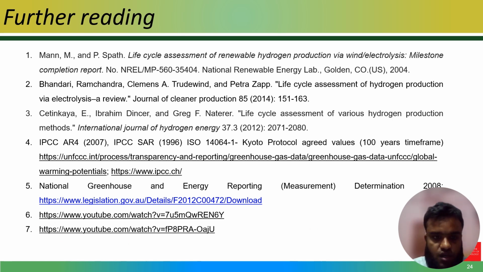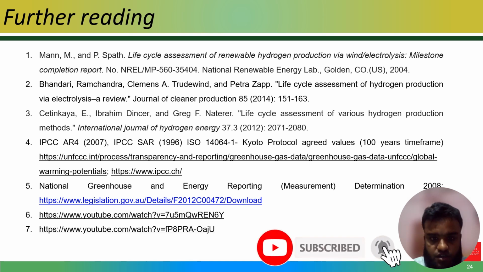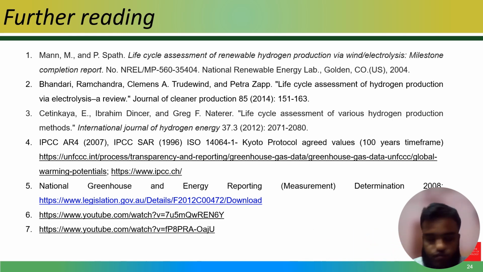And as I said, in the next presentation or talk, I will probably be talking about how we can use commercial software, for example, SimaPro or GaBi, to calculate our CO2 emission or global warming potential from different products or processes, for example, hydrogen production, as I discussed.